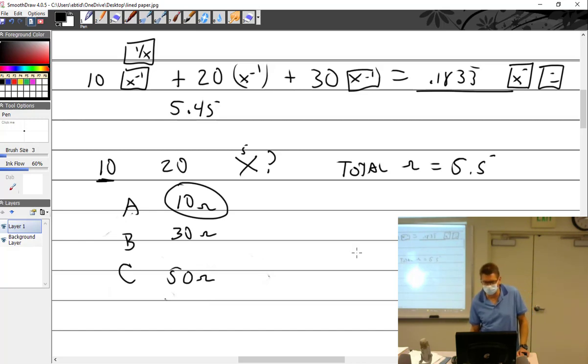0.25 ohms? Anybody agree or disagree? The total was 4. Okay, so 10, 10, and 20 is 4 ohms. Well, that's not it. Let's try 10, 20, and 30. What do we get?